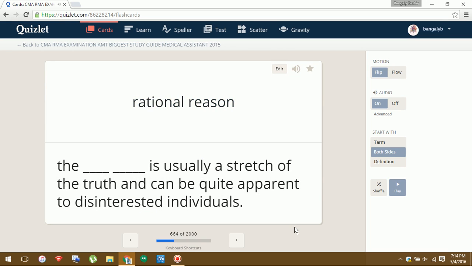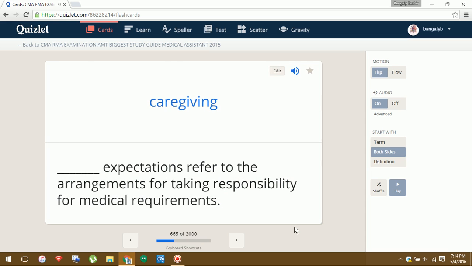Rational reason. The blank is usually a stretch of the truth and can be quite apparent to disinterested individuals. Caregiving. Blank expectations refer to the arrangements for taking responsibility for medical requirements.